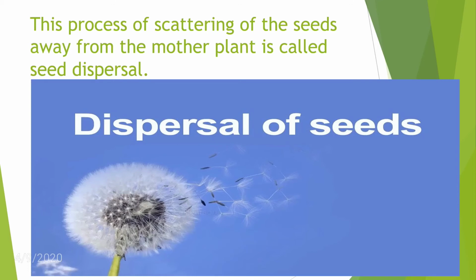They must therefore move away or disperse from the mother plants. This process of scattering of the seeds away from the mother plants is called seed dispersal. Seed dispersal takes place in various ways like dispersal by wind, dispersal by water, dispersal by animals.